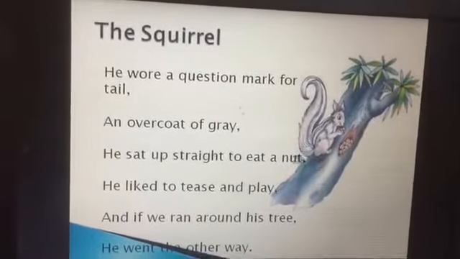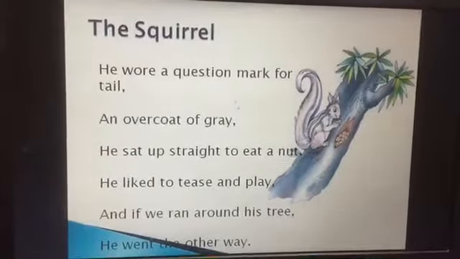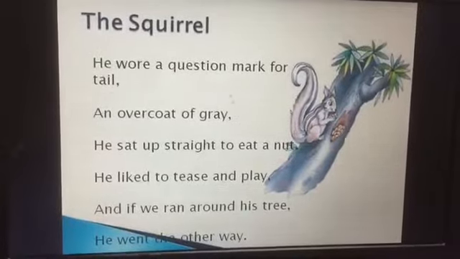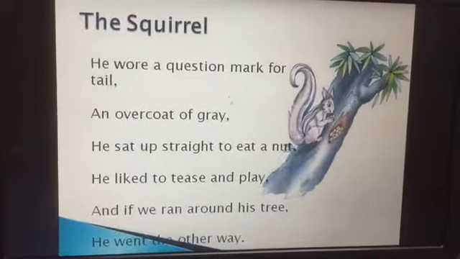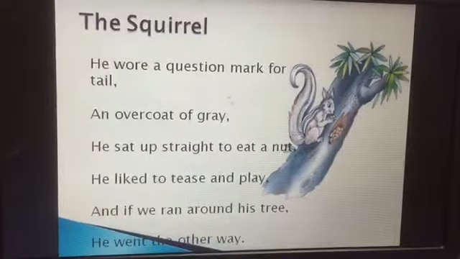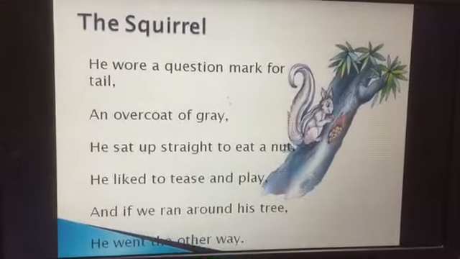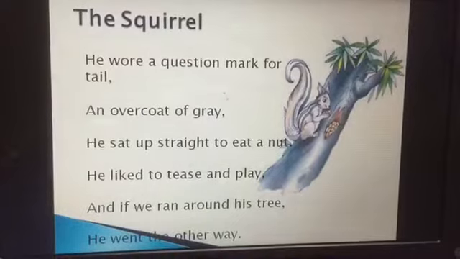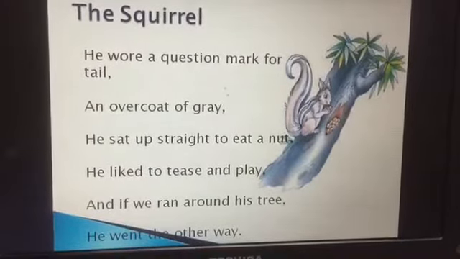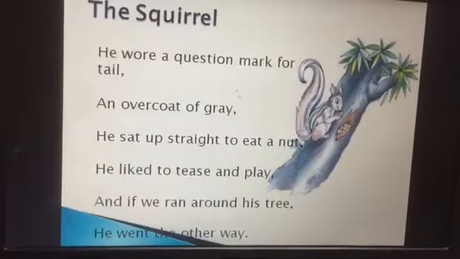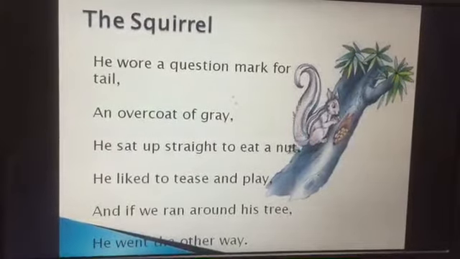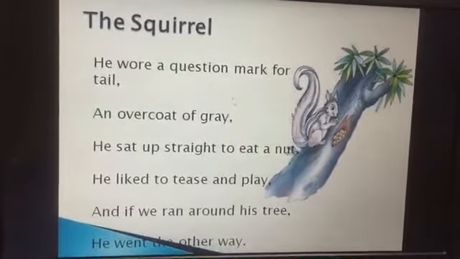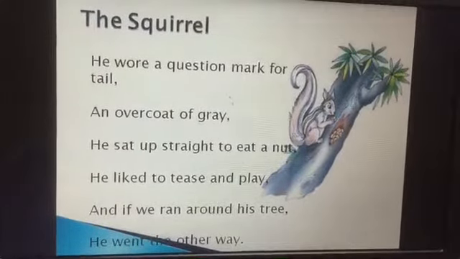Now we head to the poem. Now this poem is a very short one with only few lines, as you can see. So I'll explain you the poem. Basically here the poet is trying to describe the characteristics or the traits of a squirrel. So the first line says, he wore a question mark for tail.